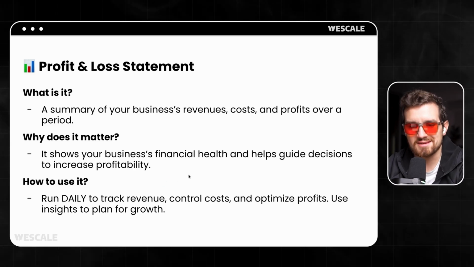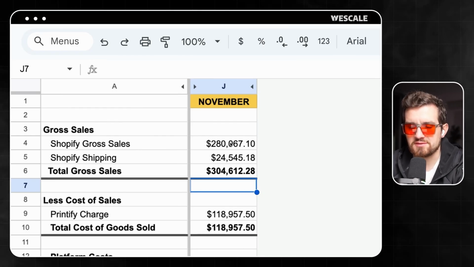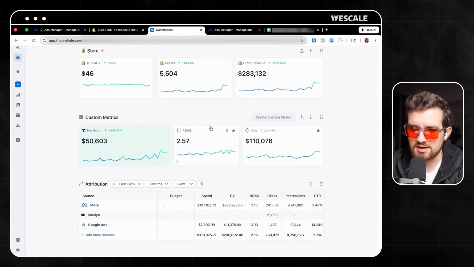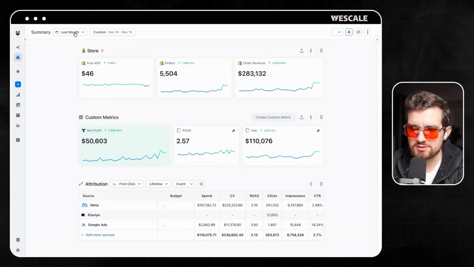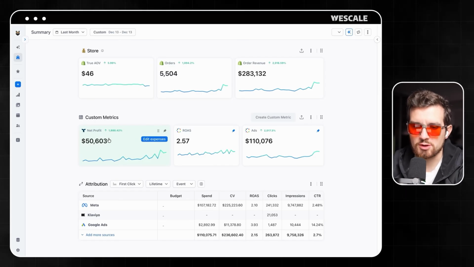It's a necessity. So this is the P&L for our 0 to 7 figure brand in the month of November. So this is the time period that we're looking at. So this was last month, generated $283,000 in sales at a 2.5 ROAS. Let's break down and see how we get to this profit number.